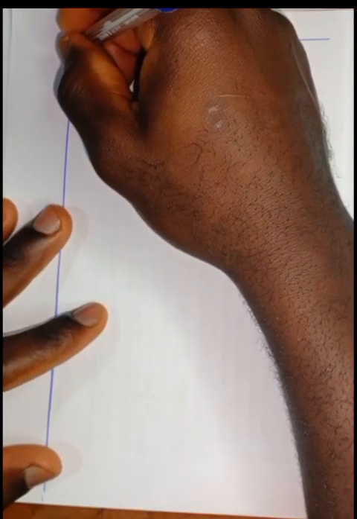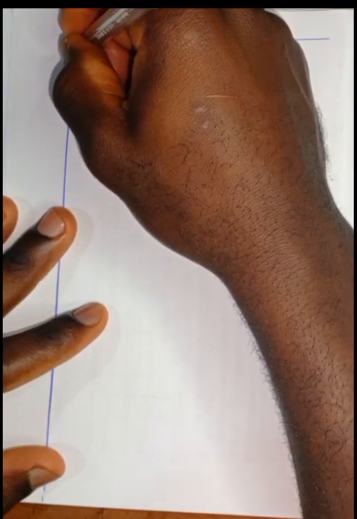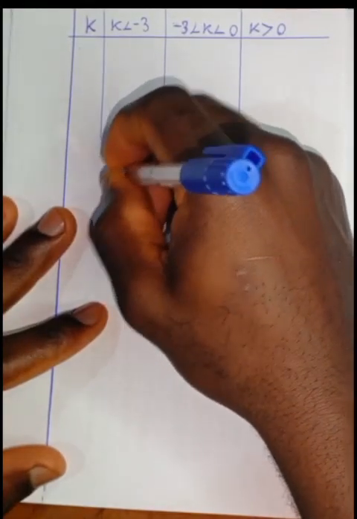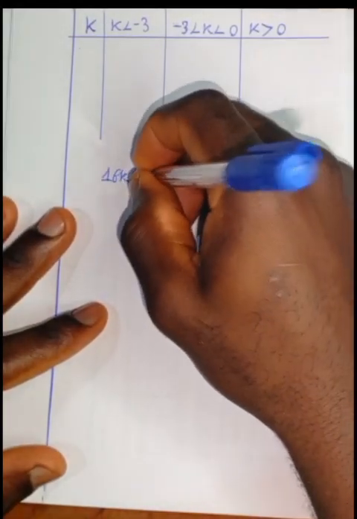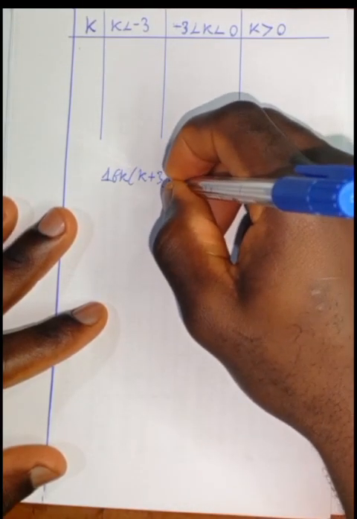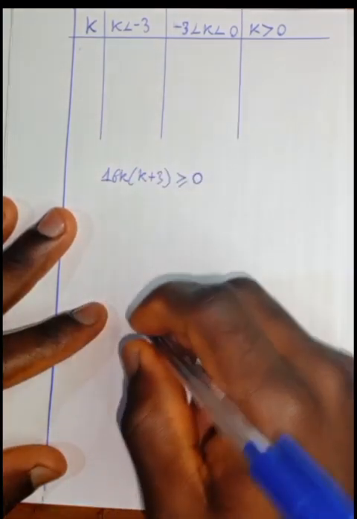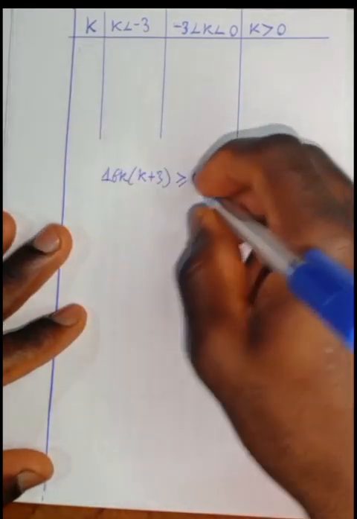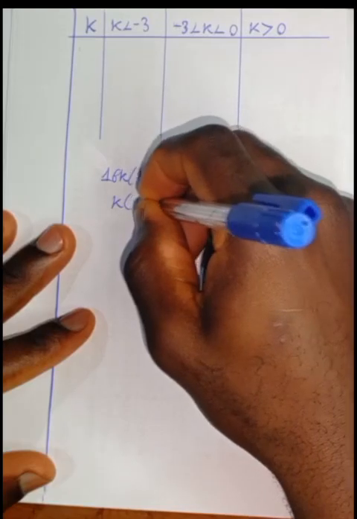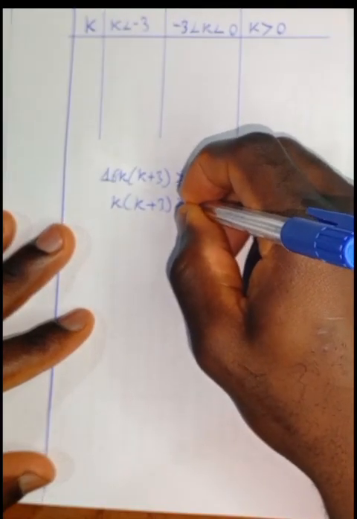For the first row, we have 16k. Remember the inequality, we have 16k times k plus 3 is greater than or equal to 0. This is what we have. If we divide all through this inequality by 16, this will give us k times k plus 3 is greater than or equal to 0 divided by 16, which is 0.